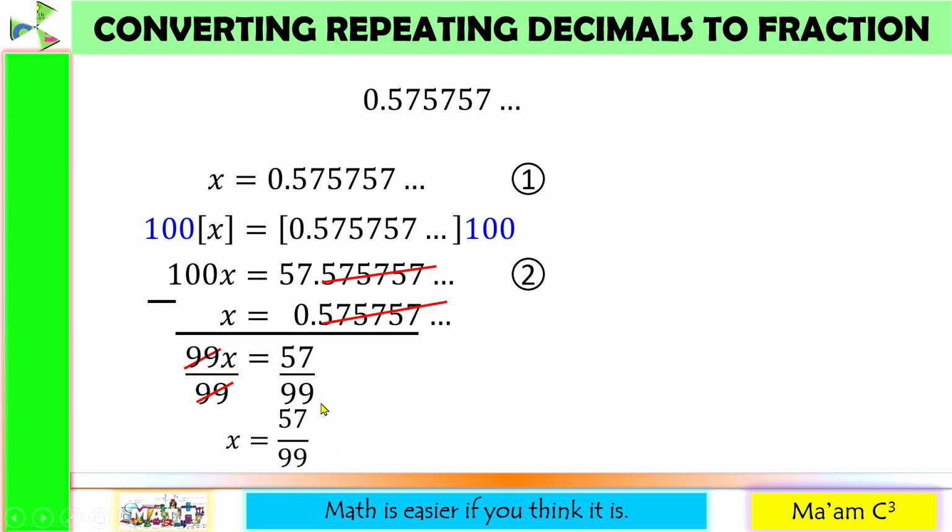Now think of a number wherein you can divide both 57 and 99. That would be 3. 57 divided by 3 is equal to 19. 99 divided by 3 is equal to 33. Again, analyze your answer. Is there a number wherein you can divide both 19 and 33? There is none. So this is our final answer. So 0.57, 57, 57, and so on is equal to 19 over 33. Again, this is an example of non-terminating, repeating decimals.